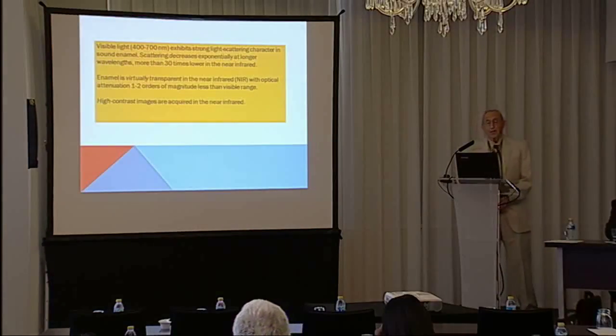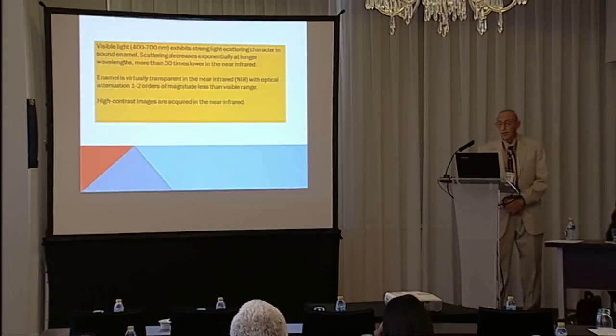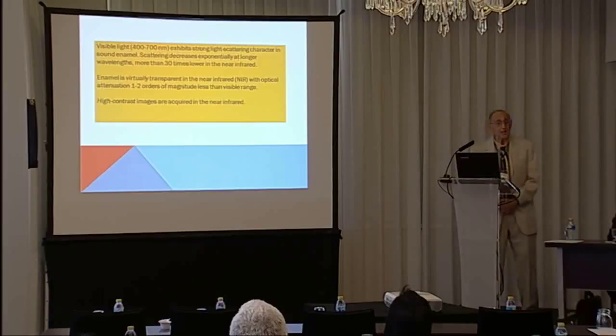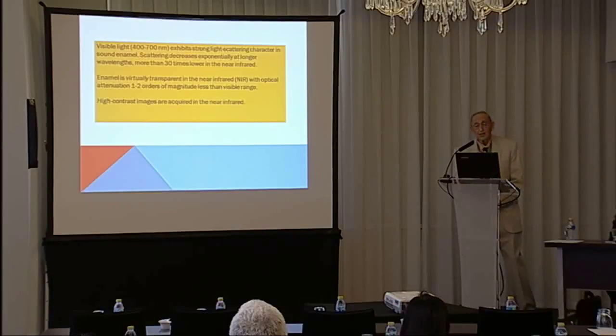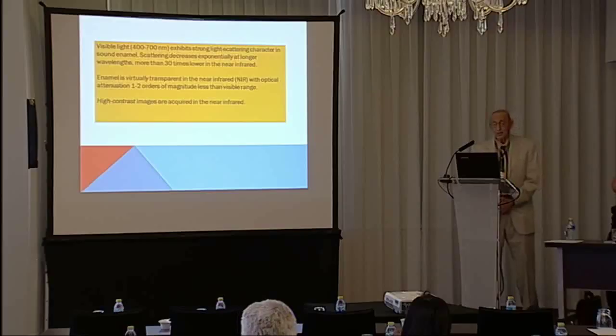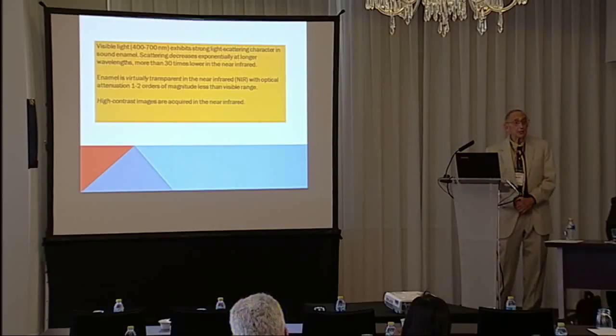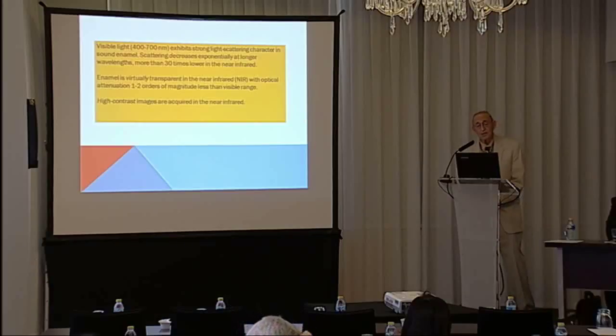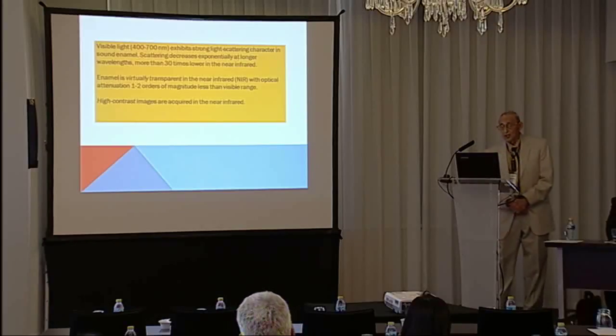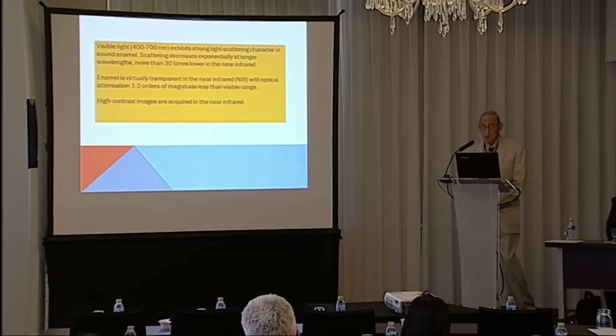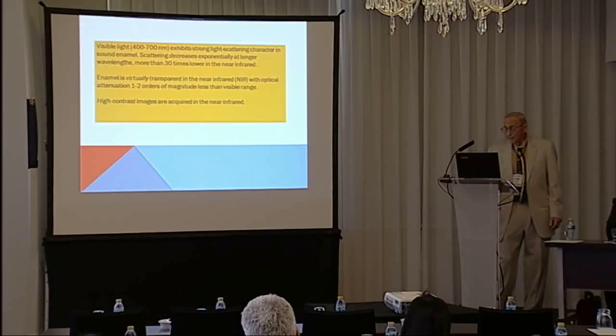Visible light is 400 to 700 nanometers. It exhibits strong light scattering character in sound enamel. Scattering decreases exponentially at longer wavelengths, more than 30 times lower in the near infrared. Enamel is virtually transparent in the near infrared, with optical attenuation 1 to 2 orders of magnitude less than the visible range. High contrast images are required in the near infrared.